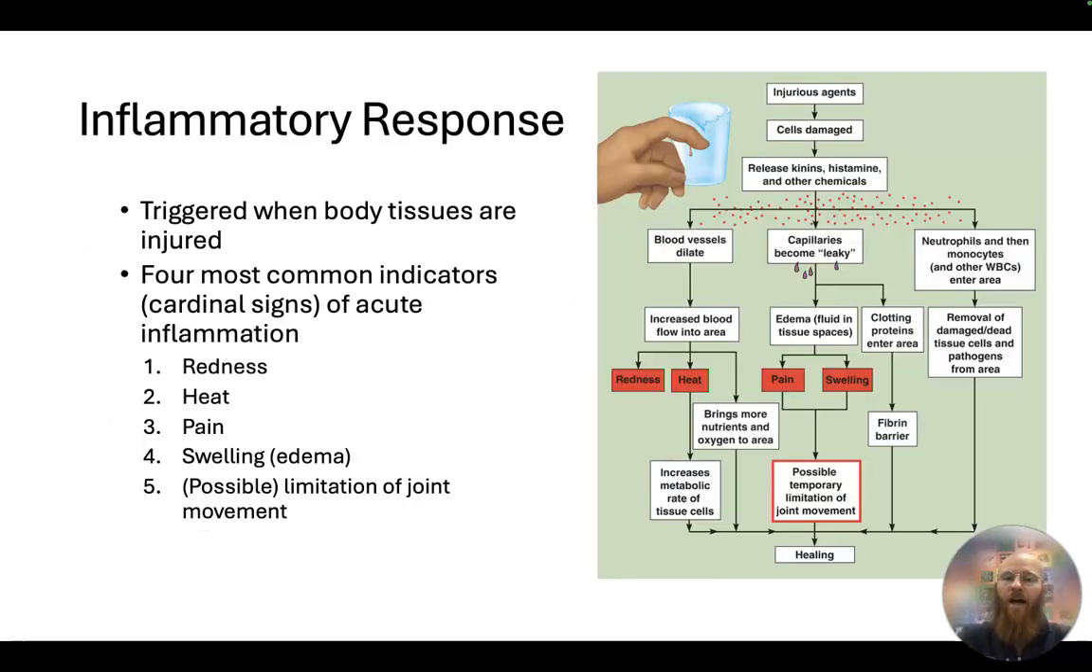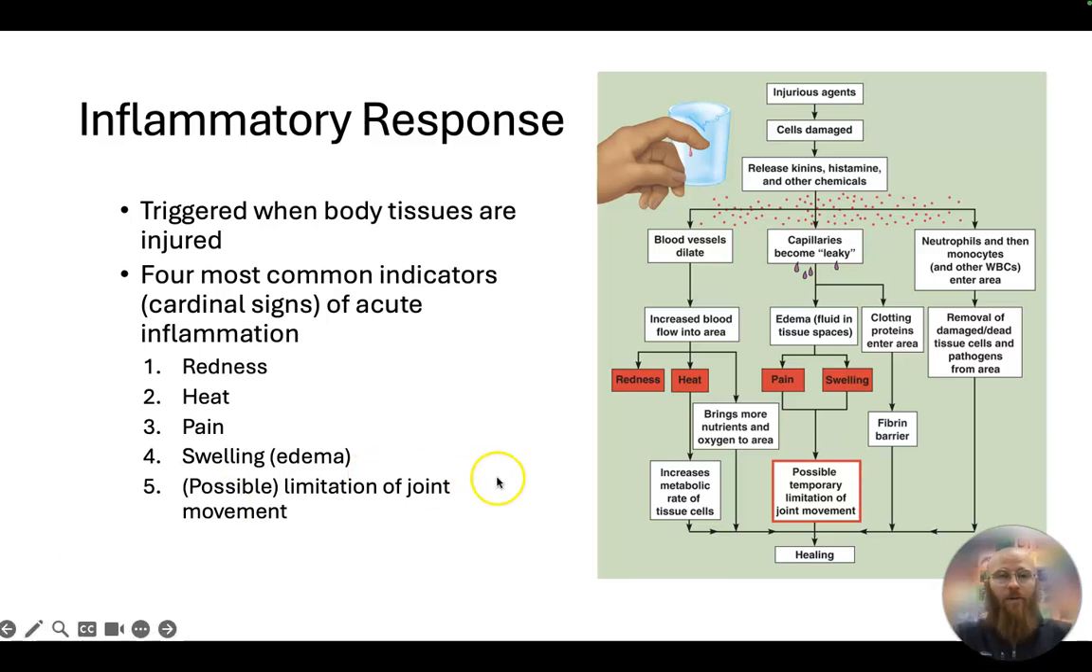And then we want to break down the specifics of our inflammatory response, right? This is one of the big parts of your innate immunity. This is what you are born with, the ability to have this type of response to these types of conditions. So whenever we're talking about an inflammatory response, we have to understand that this is always going to be triggered when any of your body tissues become injured in some way. So this is going to happen when cells of those tissues become damaged.